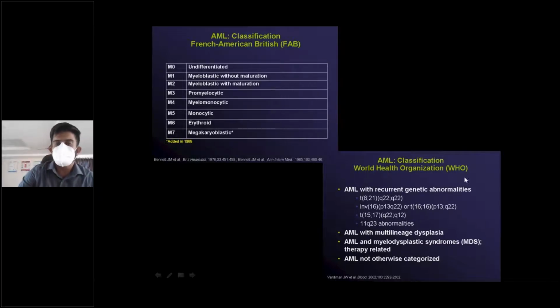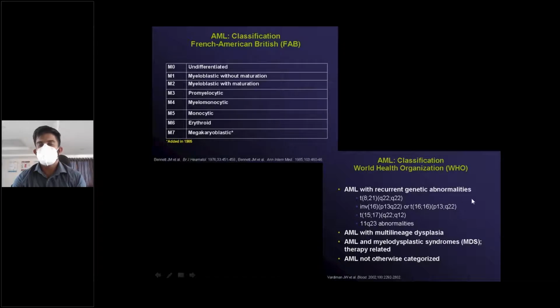Coming to the newer one, the WHO classification, a much easier one: AML with recurrent genetic abnormalities and AML with multilineage dysplasia. It means there are different types of dysplasia through certain factors. AML and myelodysplastic syndromes therapy related. That means it is because of MDS or because of MDS therapy related. AML not otherwise categorized is the last one. It means it comes under idiopathic.